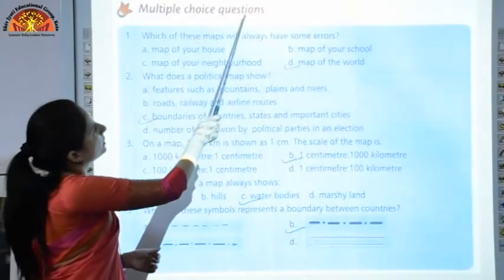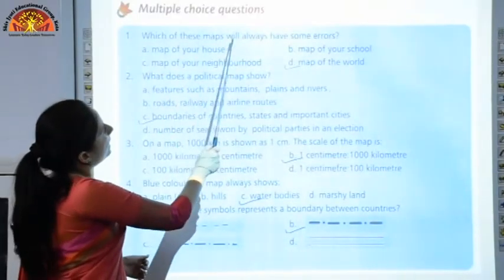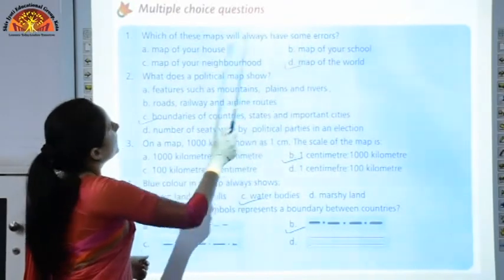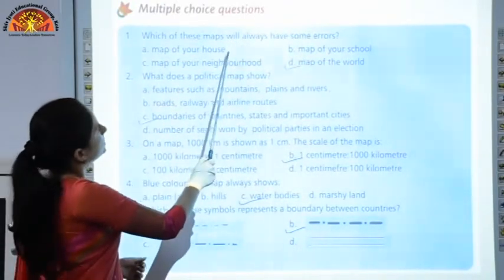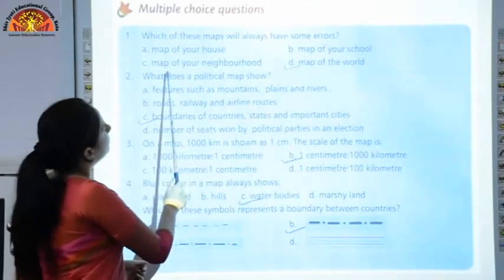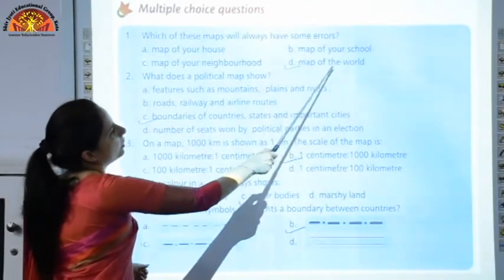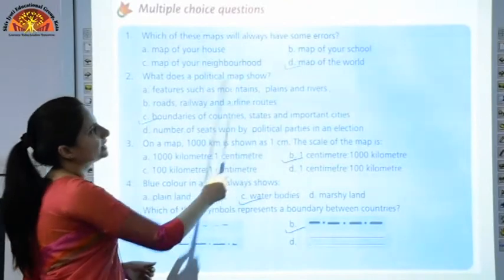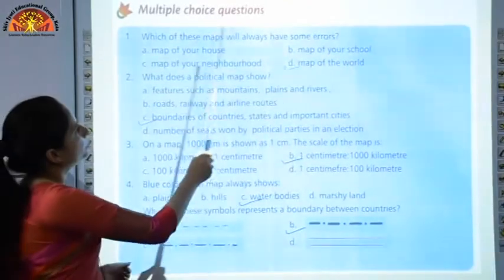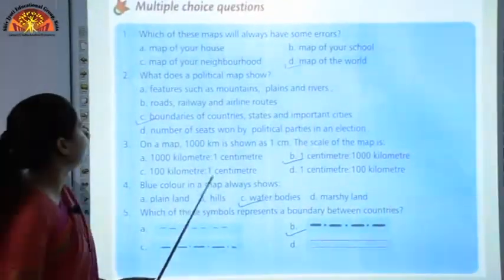Now multiple choice questions. Which of these maps will always have some errors? Map of your house, map of your school, map of your neighborhood, map of the world. So option D is the correct option. Map of the world will always have some errors.